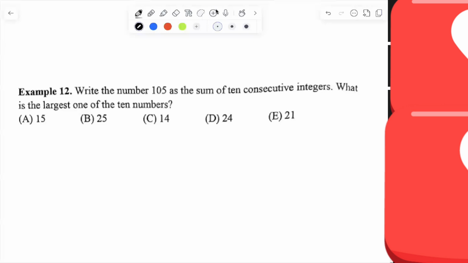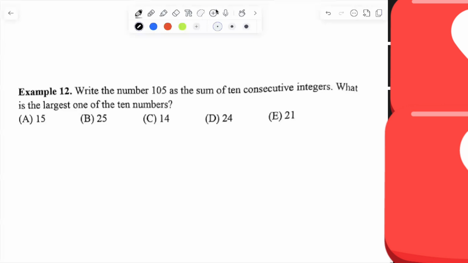So for the ones that used n times n plus 1 divided by 2, you guys just got 14. Yes, indeed 14 is right for that approach. But there's only 10 integers. We only want 10 integers.